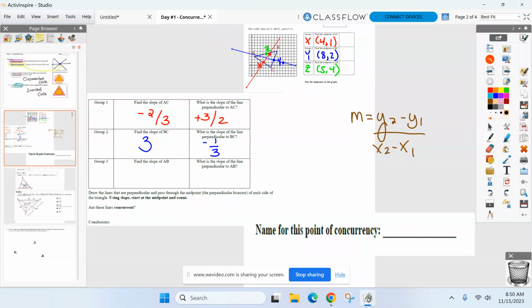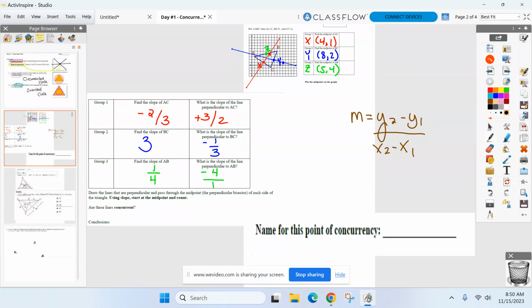And we're going to do it one more time. Group 3, what was your slope of AB? 1/4. Yep. So when I'm about to do this perpendicular bisector, what's going to be its slope? -4/1. Good work. So make sure everyone fills out their chart.